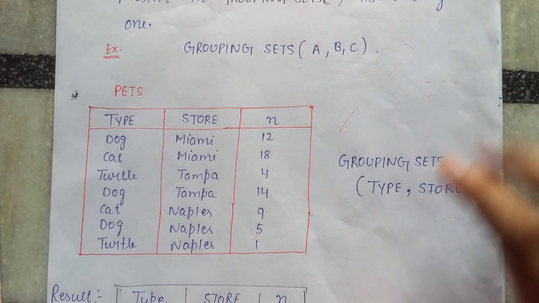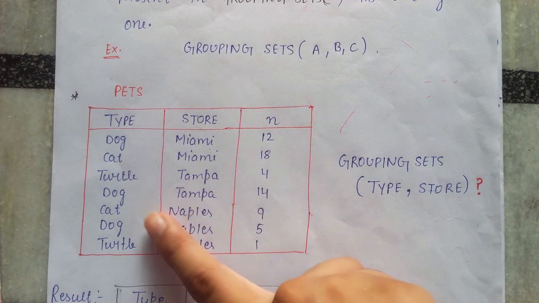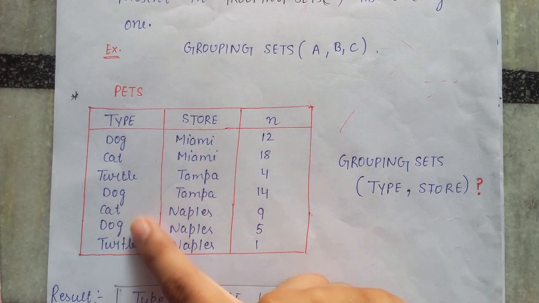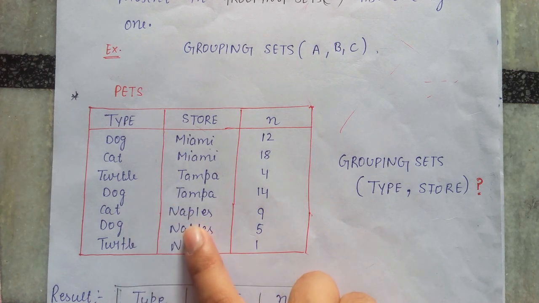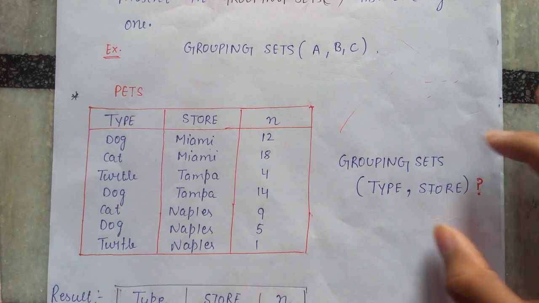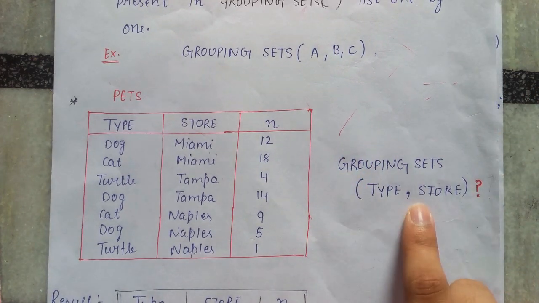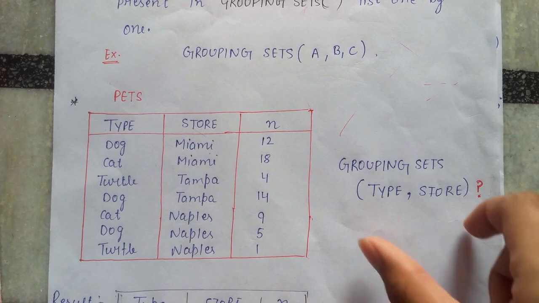Let us understand this with an example. This is a pets table. It consists of three columns: type, store, and n. It stores the type of the animal, that is dog, cat, and turtle, the store where they are kept, and the number of animals in that store. Now if we fire a query with GROUP BY GROUPING SETS type and store, what will it return?